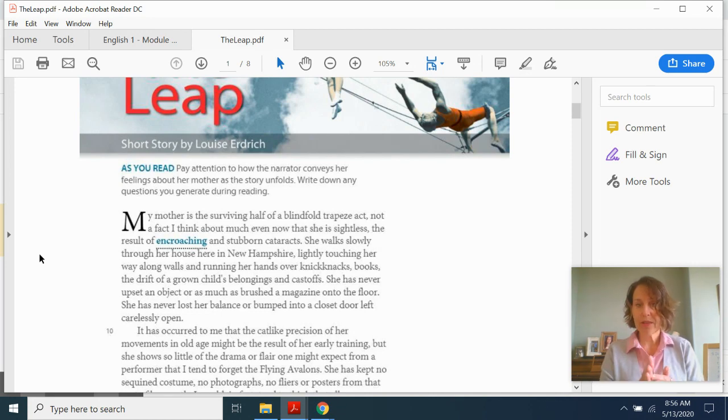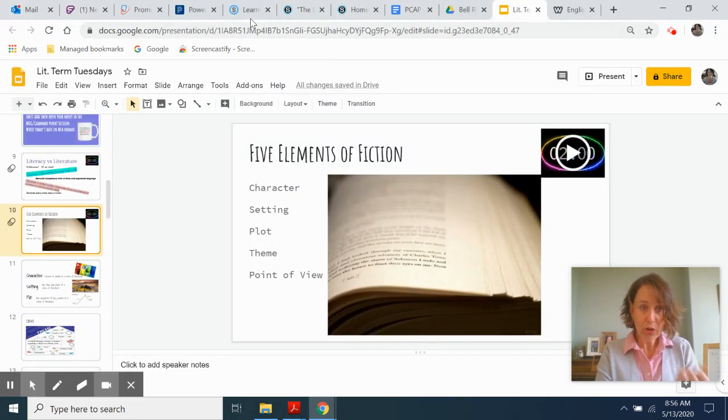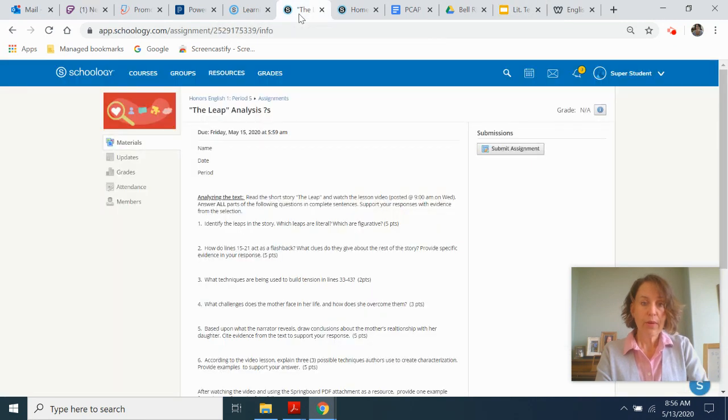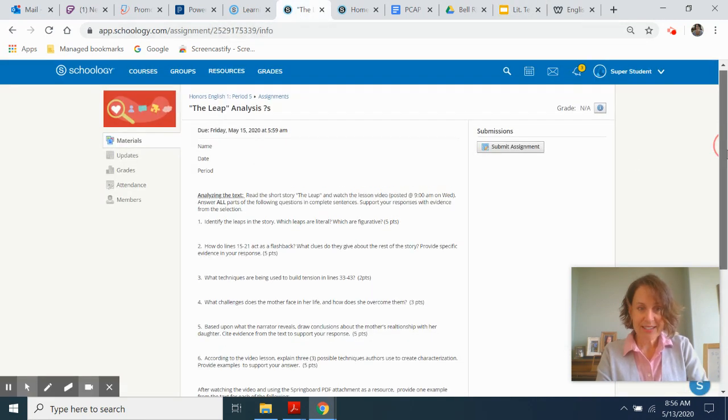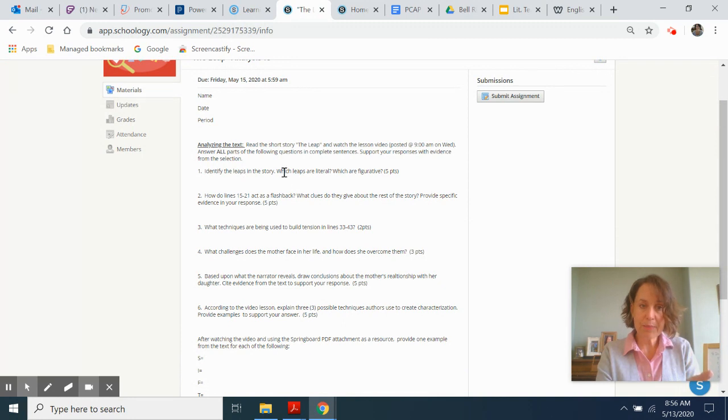You're doing your leveled reading notes, your 2 column notes, which I'm not checking, so it's not that you need to be doing those, but they do help you process. That's why we practiced them earlier in the year. But once you've read it, you'll notice in Schoology you have a set of questions out here. And if we look at those questions, it says here, identify the leaps in the story.